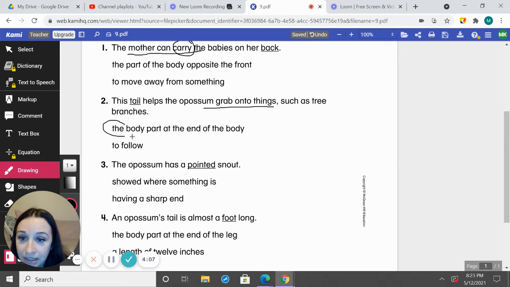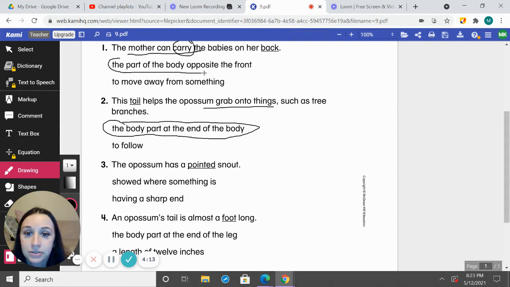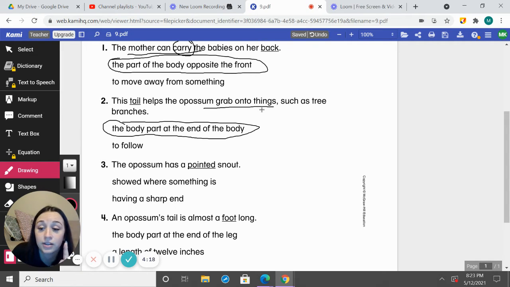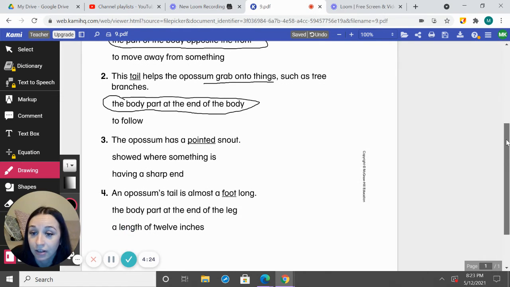So that has to be this one. I forgot to circle this one up here. The part of the body opposite the front. That was our answer here. So in this sentence, "grab onto things" really was the clue that helped me know which meaning of tail this sentence was taking on. All right, let's look at number 3.